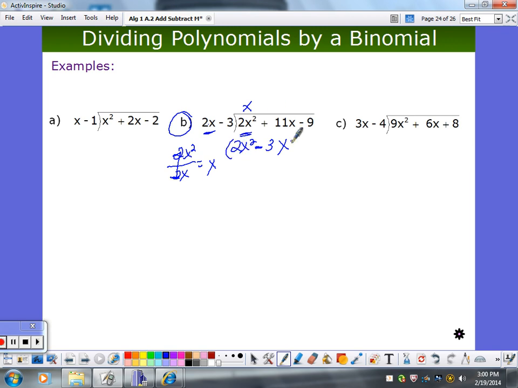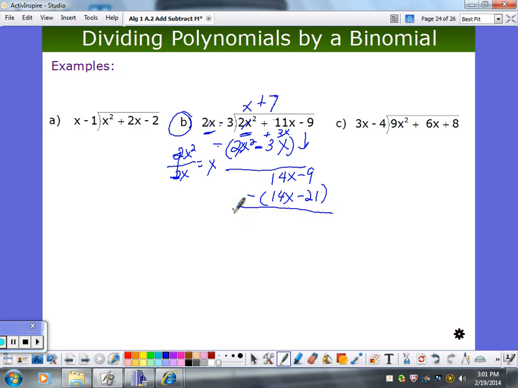Gonna do my subtract step. These always cancel out. Minus minus, that's a plus. 11x plus 3x. 14x. 14x, bring down. Minus 9. Go again. 2x times something gives me 14x. 7. Plus 7, right? Multiply back. 7 times 2x. 7 times negative 3. Negative 21. Yeah, right? Subtracting is where we get lost.